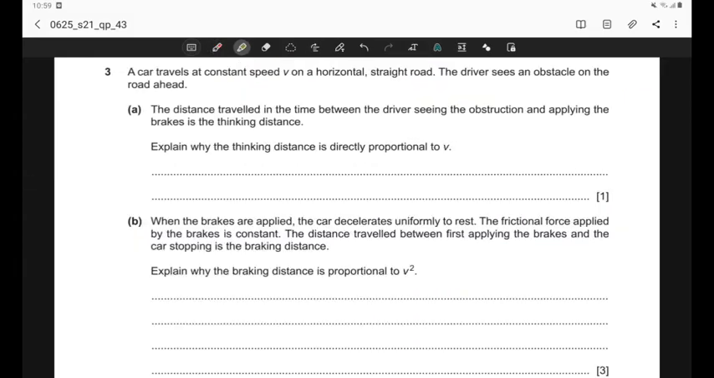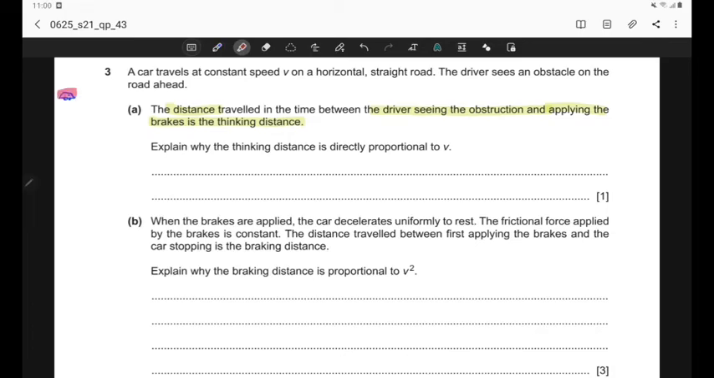Question 3. A car travels at constant speed v on a horizontal straight road. The driver sees an obstacle on the road ahead. Part A. The distance travelled in the time between the driver seeing the obstruction and applying the brakes is the thinking distance. Explain why the thinking distance is directly proportional to speed v.